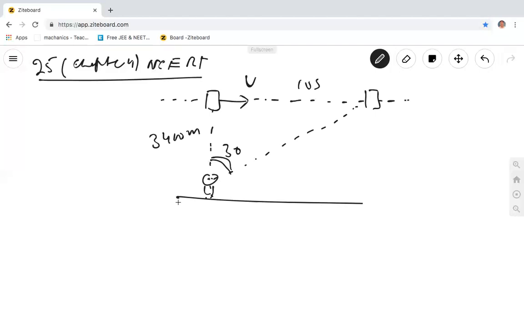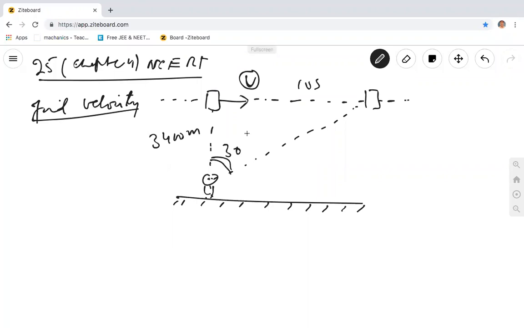I will repeat the question. The aircraft is moving at an altitude of 3,400 meters horizontally, and when it flies over a person, after 10 seconds, it subtends an angle of 30 degrees at the person on the ground. We have to find its velocity. You can also look up the question in the book. Now, how to solve this question?